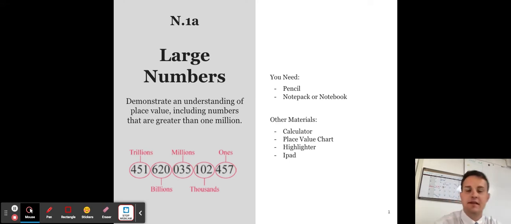Hey guys, this is a lesson on large numbers. Our goal is to demonstrate an understanding of place value, including numbers that are greater than a million. So we're talking about big numbers.